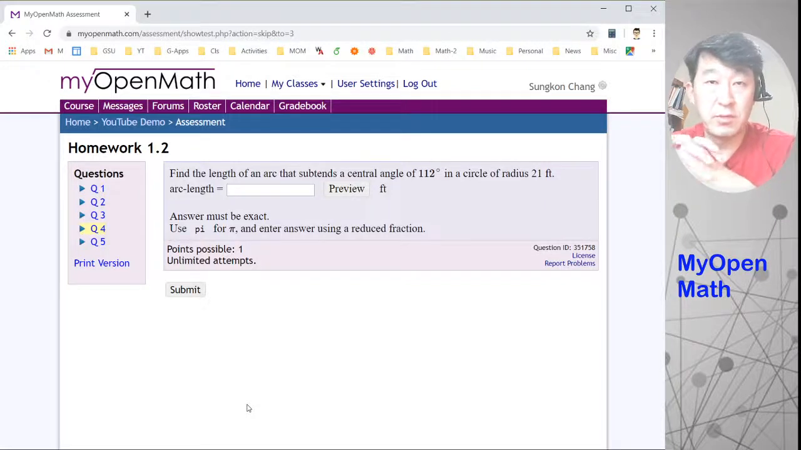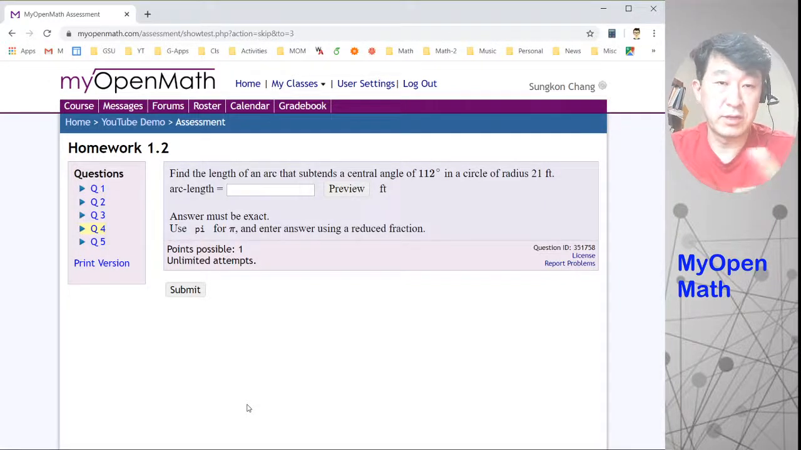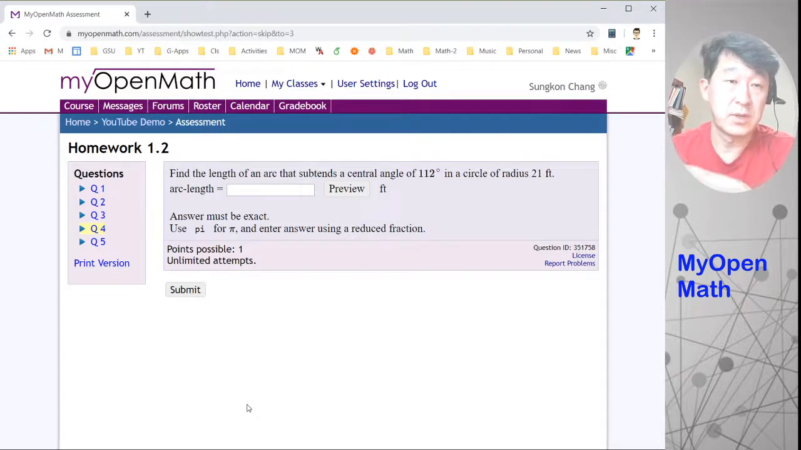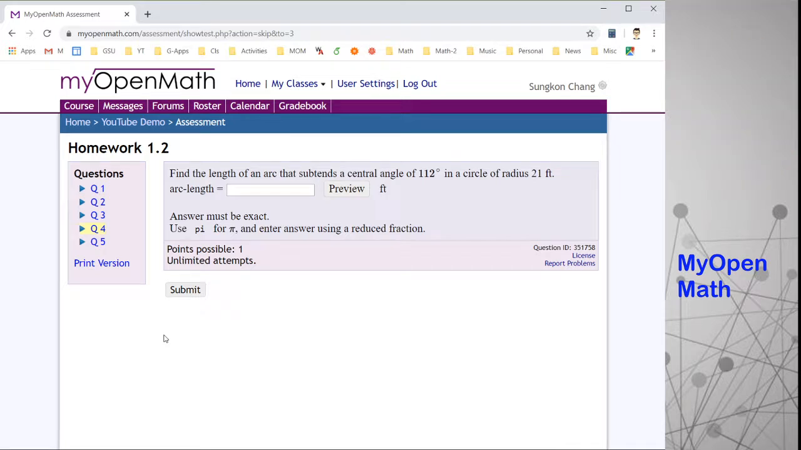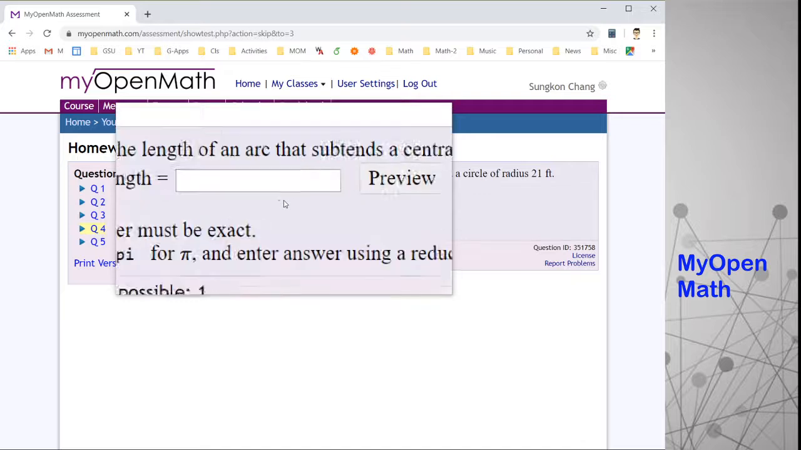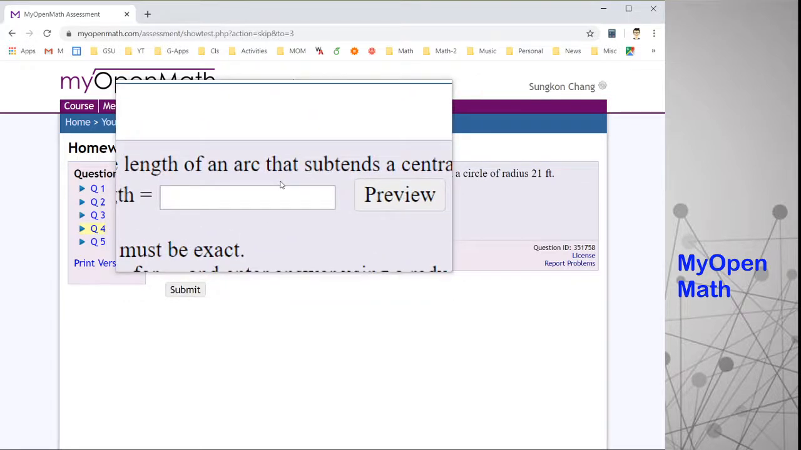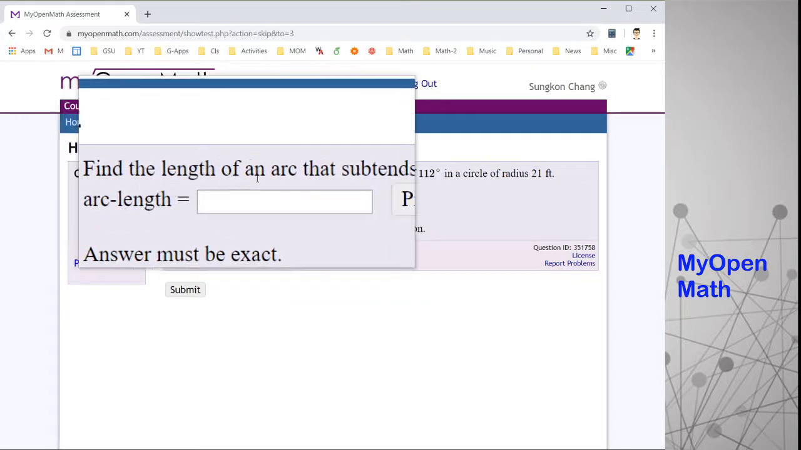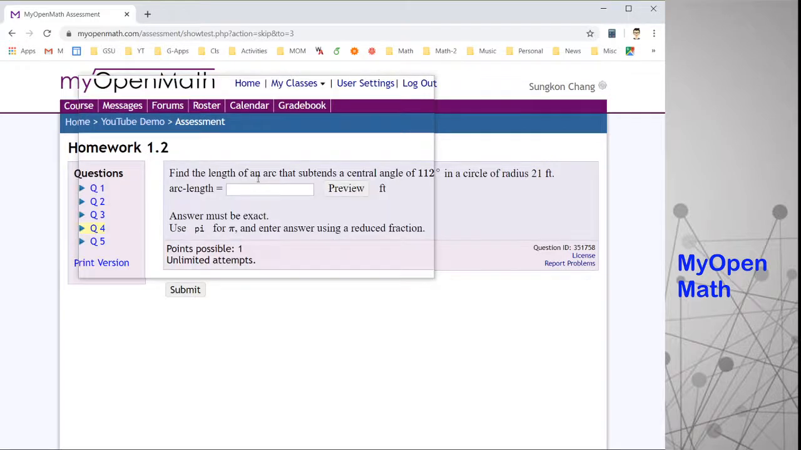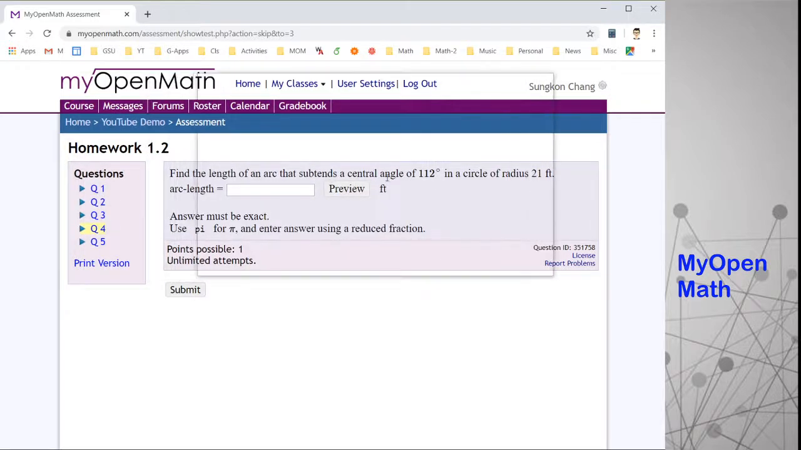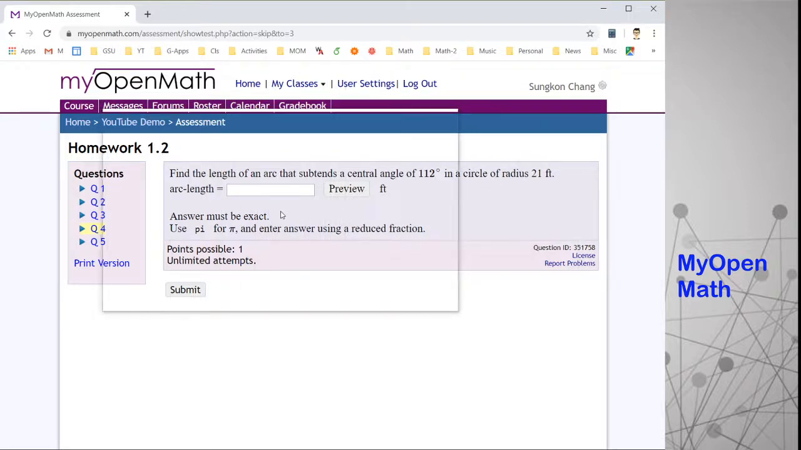Hi, in this video, we're going to learn to generate a question where answers must be in exact form. So let's read the questions together. This one says, find the arc length of an arc that subtends a central angle of 112 degrees in a circle of radius 21 feet. What is the arc length?